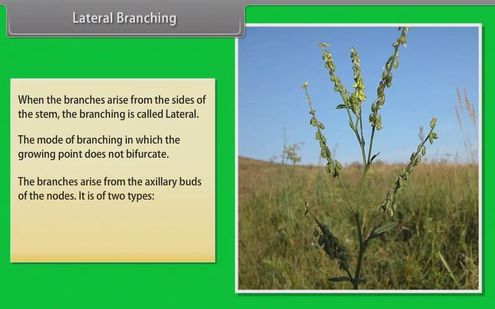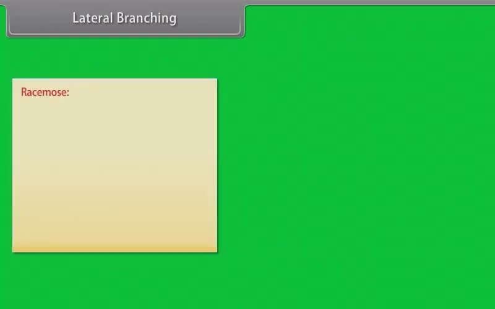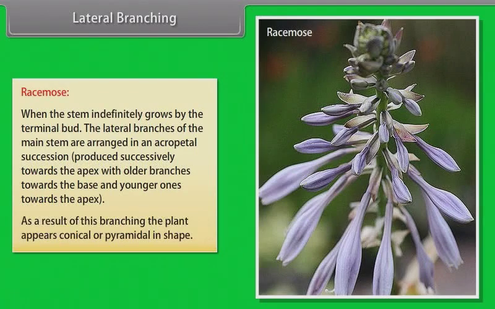It is of two types: racemose and chymose. Racemose. When the stem indefinitely grows by the terminal bud, the lateral branches of the main stem are arranged in an acropetal succession, produced successively towards the apex, with the older branches towards the base and younger ones towards the apex. As a result of this branching, the plant appears conical or pyramidal in shape.